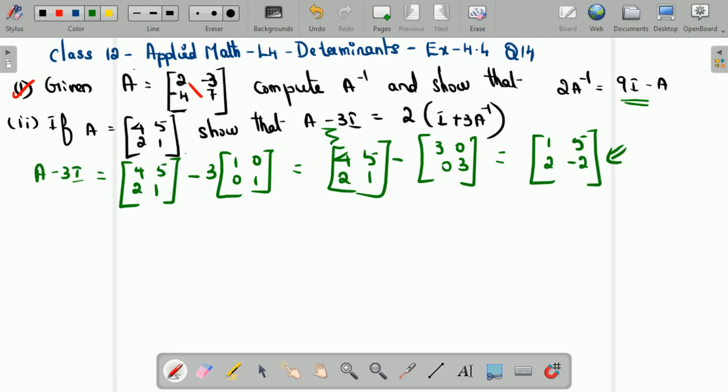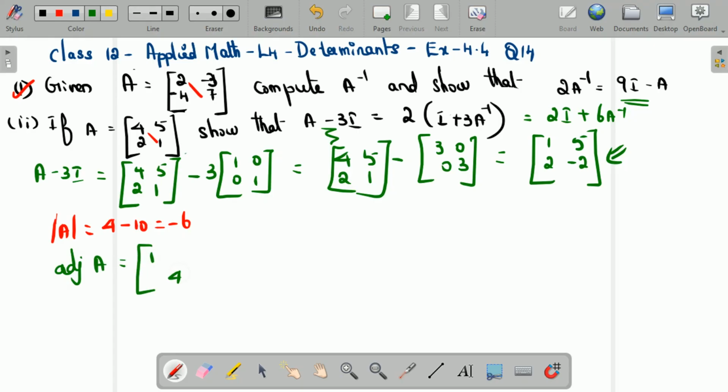Now let's compute the RHS value. Here, I'm first going to multiply this expression and write it as 2I plus 6A inverse. So first, let's compute the A inverse. The first step of A inverse is determinant of A. So in this case, it is 4 minus 10, which is equal to minus 6. Now let's compute the adjoint of A. Since it's a 2 cross 2 matrix, we can directly swap these elements. As for these, we change the sign.